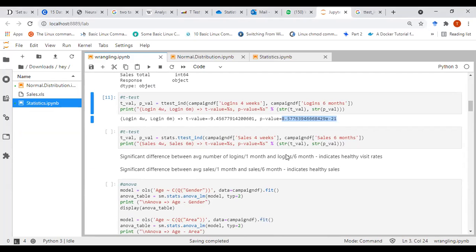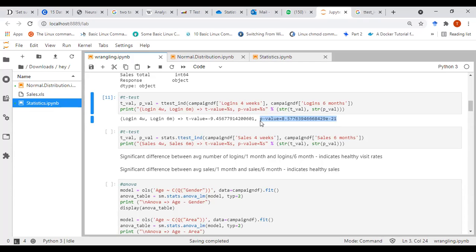8.57. Accept the null hypothesis. Wrong. 8.57 to the power minus 21. That means 0.000000000. Alternate hypothesis is true. Alternate is true because this value is less than 5%, very, very less than 5%. So this is the chance of making an error about my claim of the population. So this is almost zero.